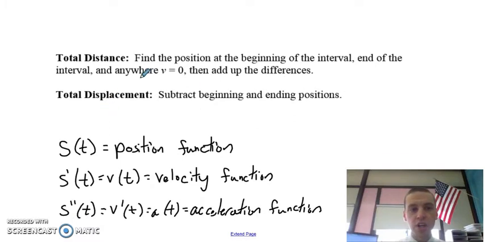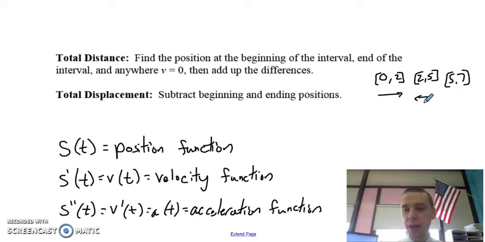Total distance. The total distance is the position at the beginning of the interval and the end of the interval, and anywhere v equals 0, and then add up the differences. So for example, if I'm moving from 0 to 2, stop, move backwards from 2 to 5, stop, and move forward from 5 to 7 and stop, I need to add up this complete distance: how much I move forward, plus how much I moved backwards, but still making sure it's positive when I add it, and then how much I move forward again. I'm going to add all these up. I'm not going to worry about that was negative to get my total distance.